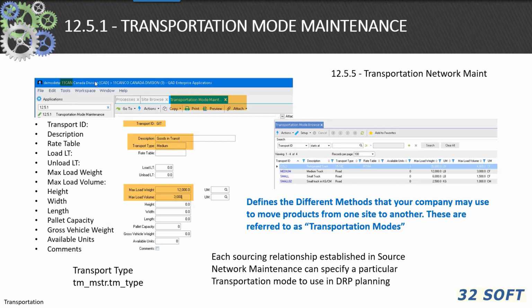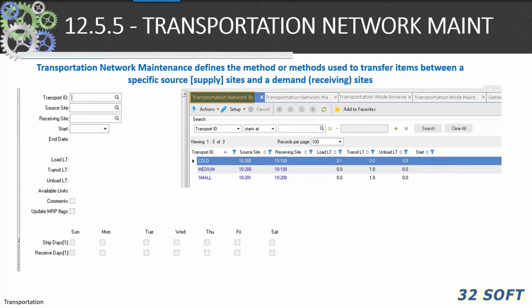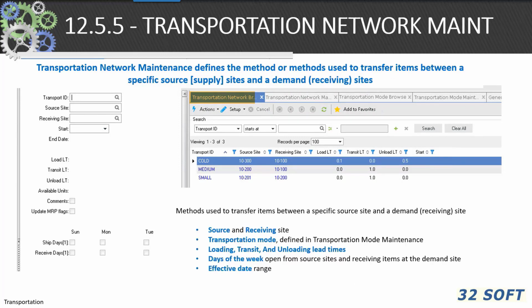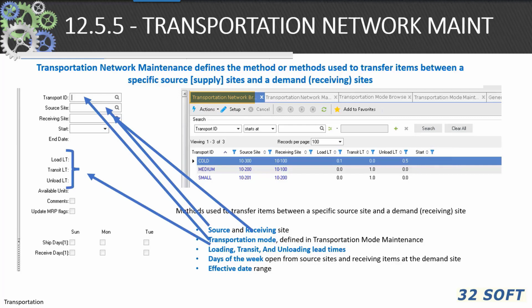The 12.5.1 lets you create the transportation network maintenance. This allows you to define the transportation ID, the 12.5.5 transportation network. There's the node or the mode of transportation. You've got a source site, a receiving site, transportation lead times. You've got days of the week that you need to think about, and effectivity ranges.